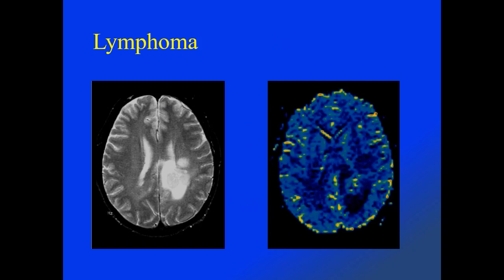Axial T2 weighted image demonstrates a hyperintense edema surrounding a more intermediate signal intensity mass in the left anterior parietal region. Perfusion MRI demonstrates elevated cerebral blood volume consistent with a vascular mass, which was proven to be a lymphoma.